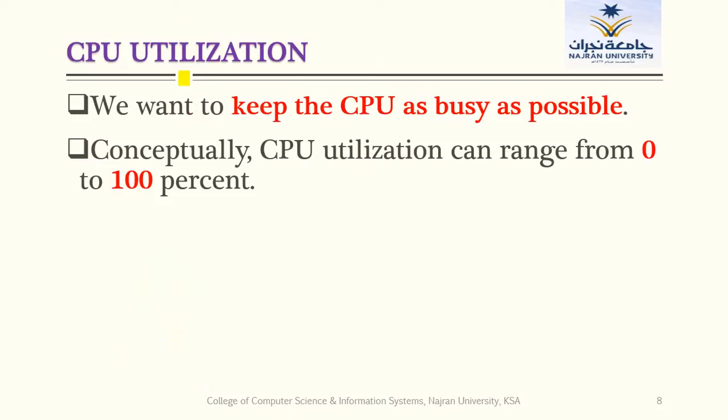So what is CPU utilization? As its name shows, utilization means how much we are utilizing our CPU. So what is our objective? The objective is to keep the CPU as busy as possible. This is our main objective. This busyness can be from 0 to 100%. Whenever we are selecting any algorithm, we will check whether this algorithm is making our CPU busy or not, and what percentage from 0 to 100% it is doing.